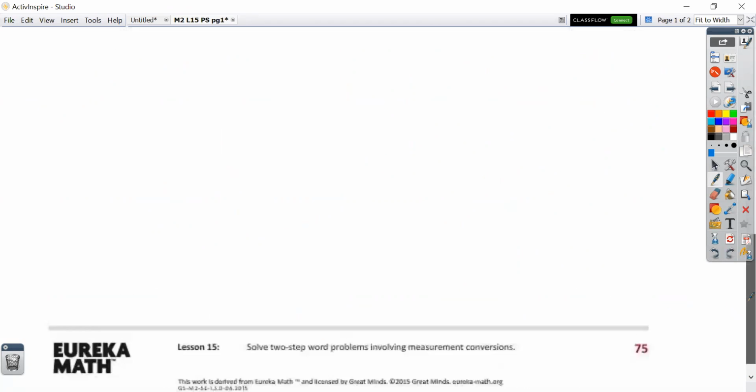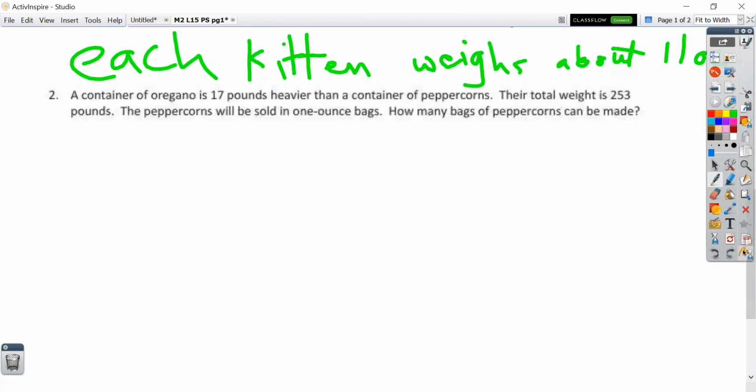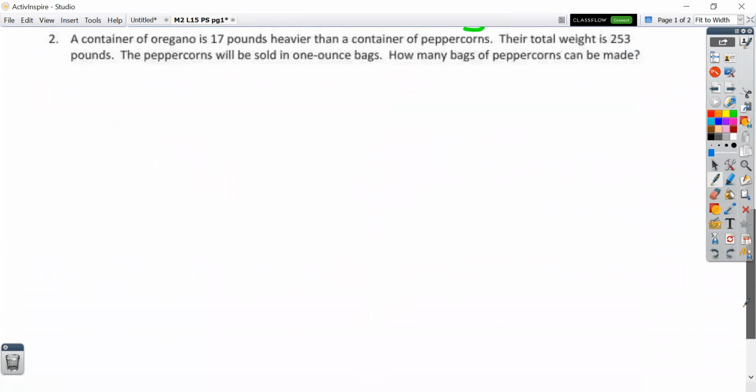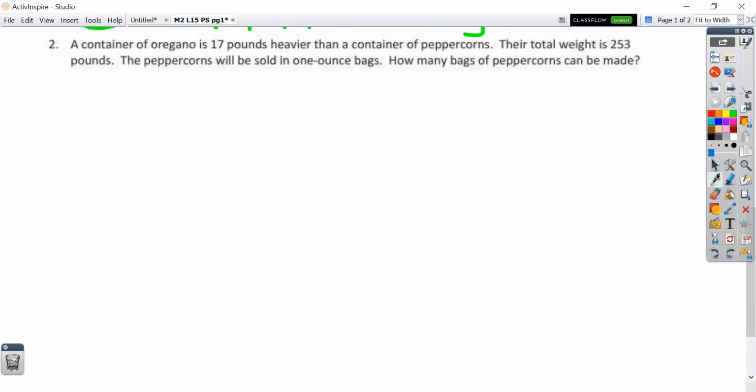All right, let's go ahead and move on down here. And actually, let me just zoom up here in case people want to check their work. All right. Now let's go ahead and read this question.